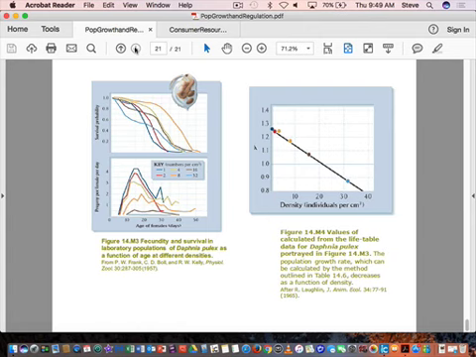Here's that lambda, the measure of population growth rate, as a function of density. What's the relationship look like? Looks negative, doesn't it? So which ones had the highest population growth rate? 1, 2, 4, and there's 8, there's 16, there's 32. So this is what we call density dependence, right? The population growth rate changes as a function of the density of individuals in the population.